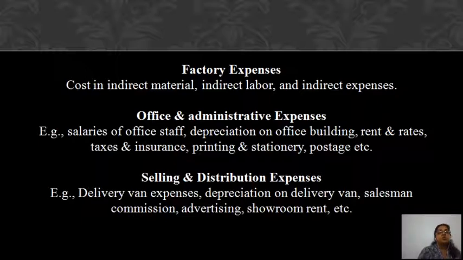Next one is distribution expenses. So how do I define that again? Any expenses which are made to distribute the goods for selling purpose is known as distribution expenses. Example, delivery van expenses, delivery van depreciation, etc.